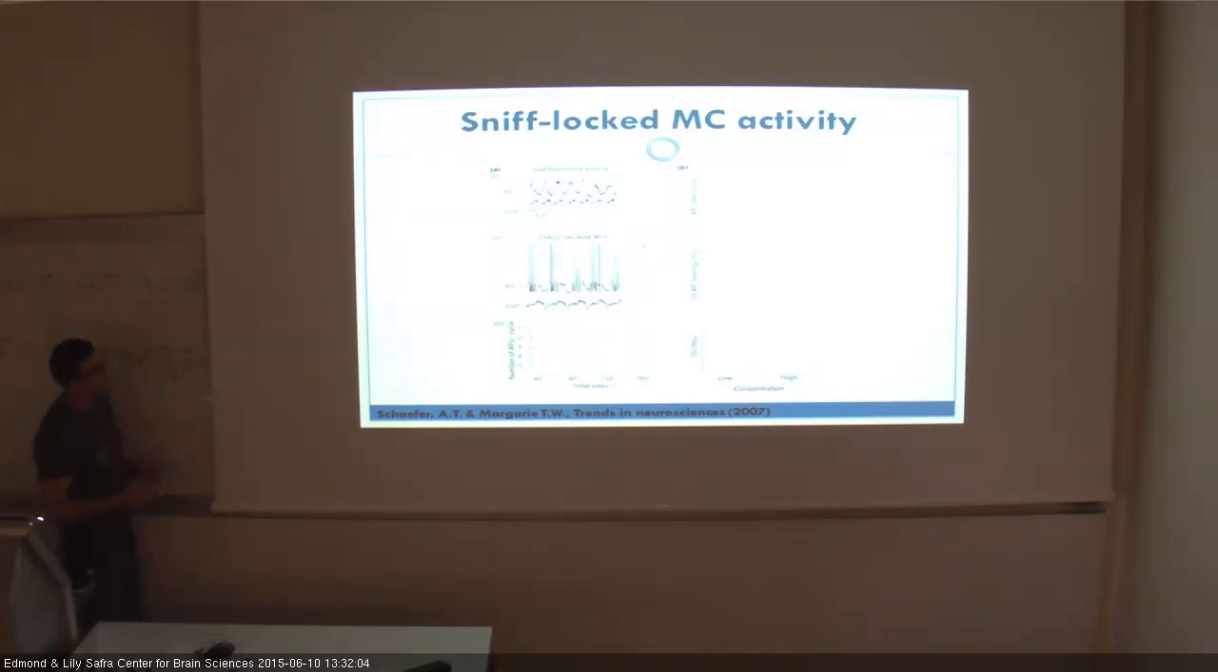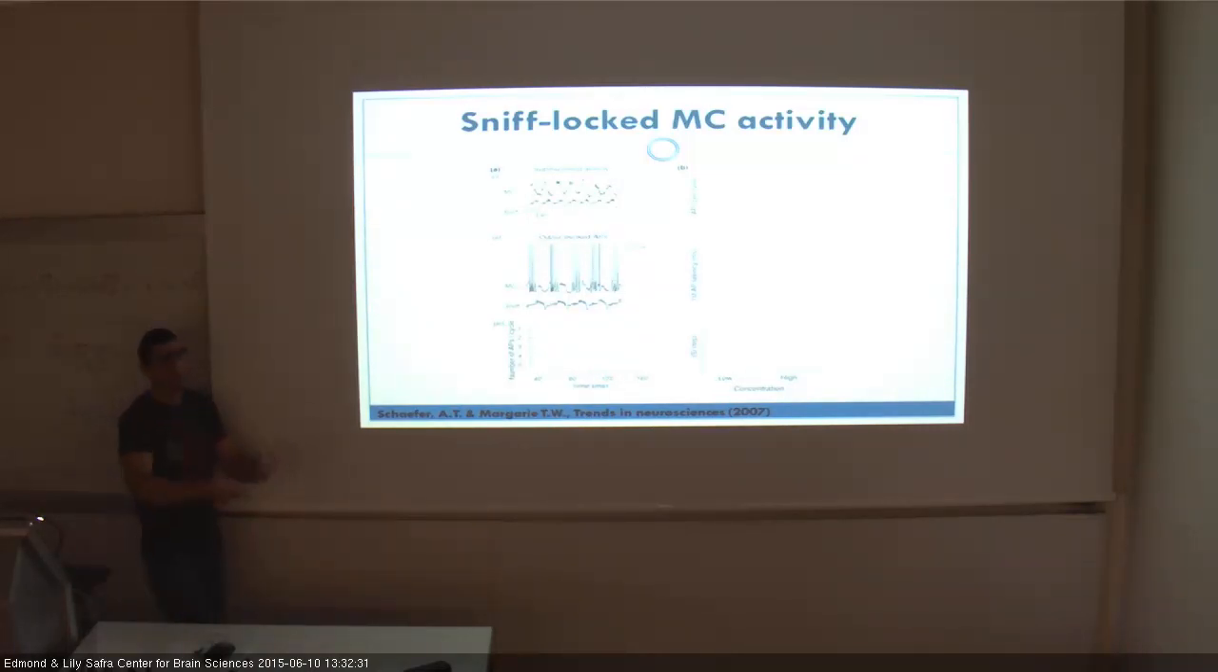So they referred to this paper from 2007, and you can see a couple of main things. One is the sniff cycle here, and this is the LFP of the mitral cells, and you can see that it's sniff locked. The mitral cell activity is sniff locked, meaning that as the sniff phase changes, the subthreshold activity, the LFP, also changes. This makes sense because the mitral cells are more responsive very close to the peak of the inhalation sniff cycles. You can also see here the multi-unit activity, the evoked activities.